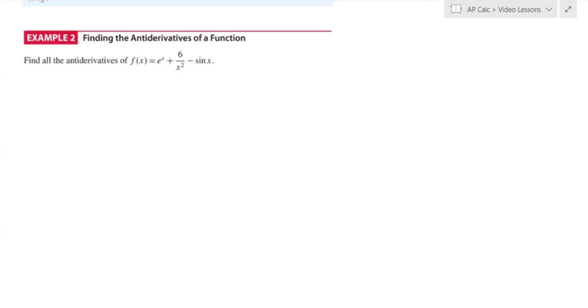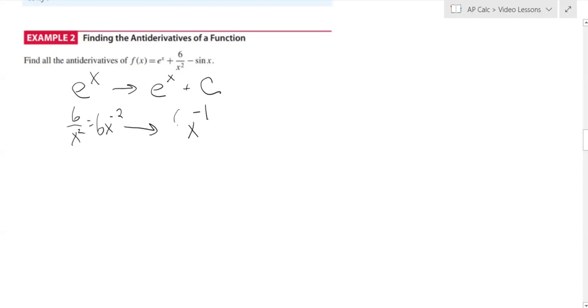So for example, the antiderivative of e to the x is e to the x, technically plus c. 6 over x squared would be 6x to the negative 2. Its antiderivative, well, we're going to add 1 to the exponent, so that becomes negative 1, and then multiply by the reciprocal of the new exponent, so negative 1. And that constant of 6 stays there, plus c. So that's going to end up simplifying to negative 6 over x plus c.